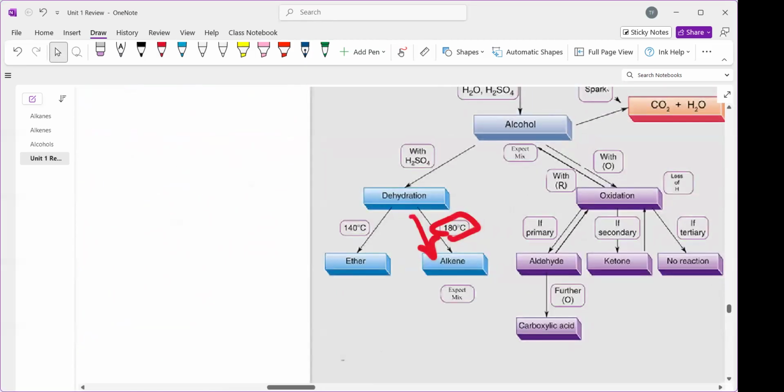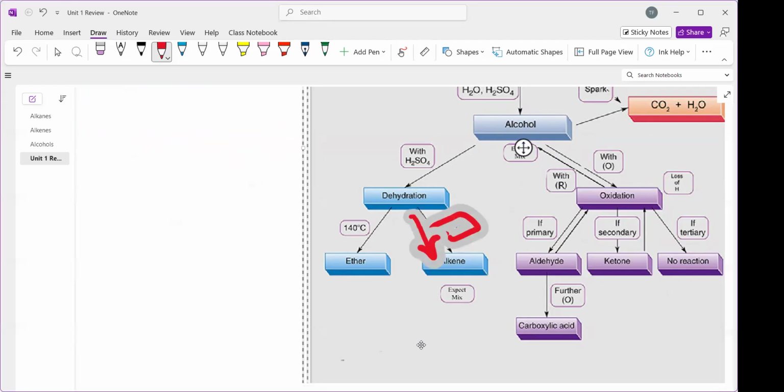And here we are, starting with an alcohol, and we oxidize it. Now we have to determine what kind of alcohol: primary, secondary, tertiary. Primaries give us an additional reaction. Secondary, we're done with one oxidation reaction. Tertiary alcohol, it doesn't oxidize.